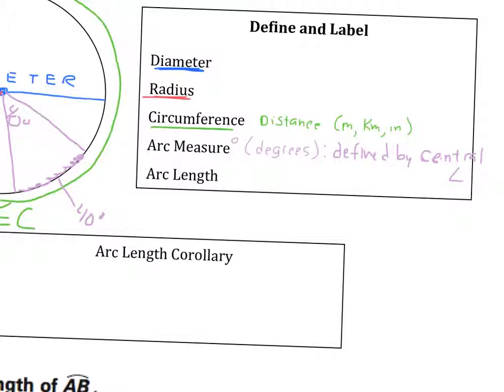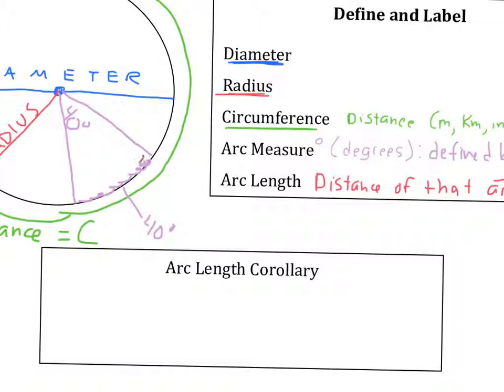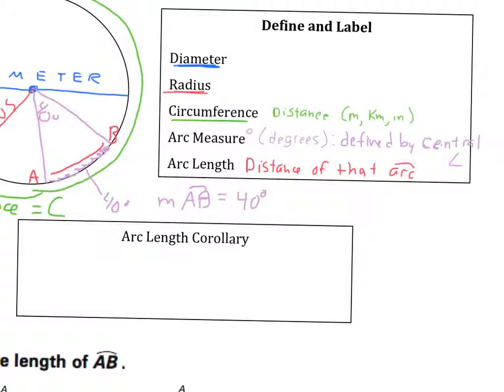So in contrast, arc length is the distance of that arc. So, taking a look here, let's call these A and B. The arc measure of AB is 40 degrees. But the arc length of arc AB is a piece of the circumference. We don't know exactly right now. It's going to be inches or meters, and that's all defined, of course, by the circumference. It's a piece of the circumference.